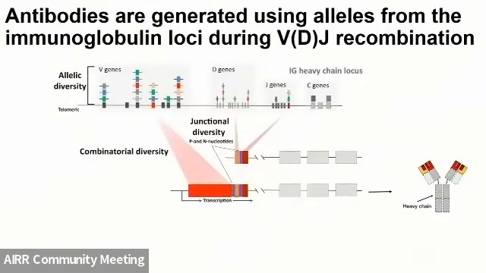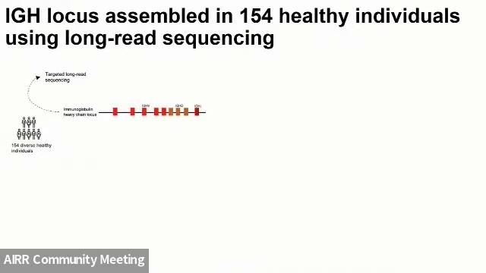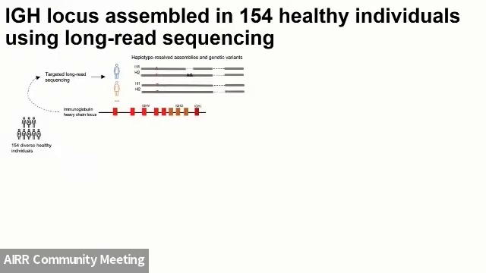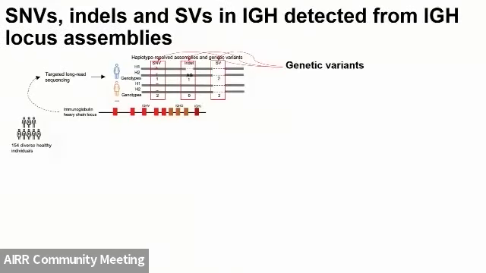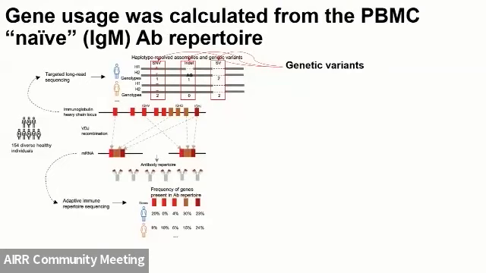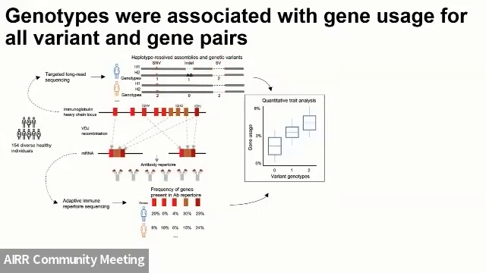And as we all know, this is really important because during VDJ recombination, alleles from the IgH locus are selected in order to create the antibody. So in order to understand the relationship between genetic variation within IgH and the antibody repertoire, we sequenced 154 individuals with long-read sequencing, assembled their IgH locus, and from these assemblies, we detected genetic variants. From the same individuals, we used antibody repertoire sequencing data to calculate clonal gene usage and performed a quantitative trait analysis to identify variants within IgH that are associated with gene usage.